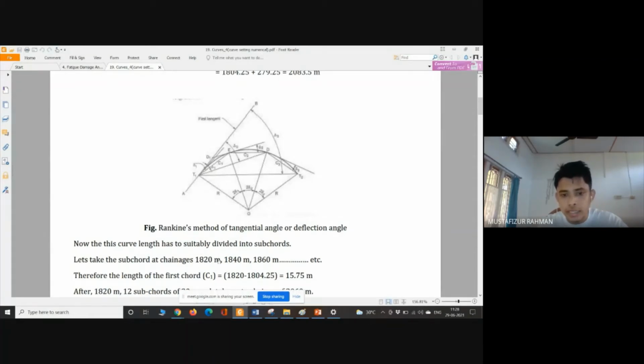Like we want to take the angles at 1820 meter. The next one we want to take at 1840 meter, 1860 meter, 1880 meter, next at 1900 meter, then 1920 meter. Like this, we go on adding. So most of our chords are 20 meter. But the first one and the last one will be different.